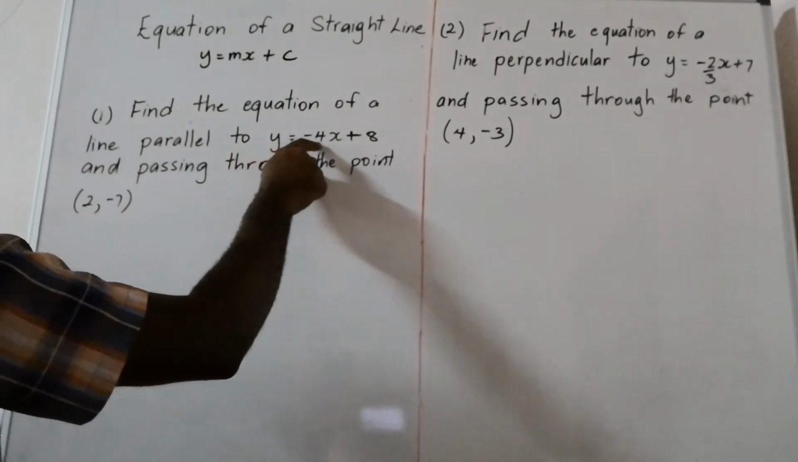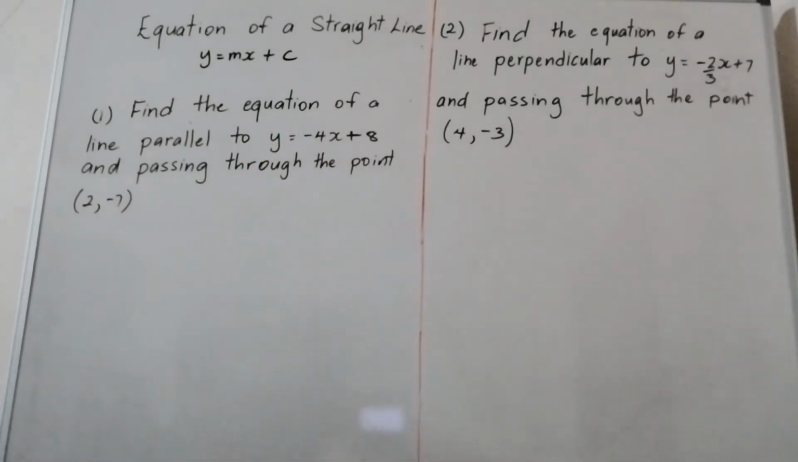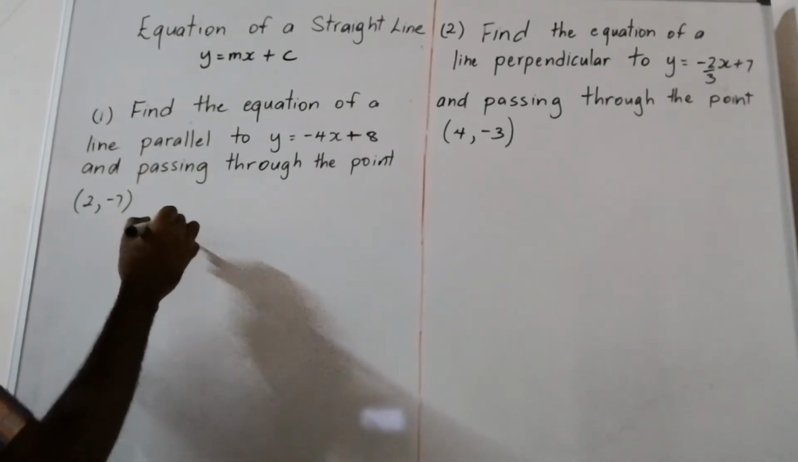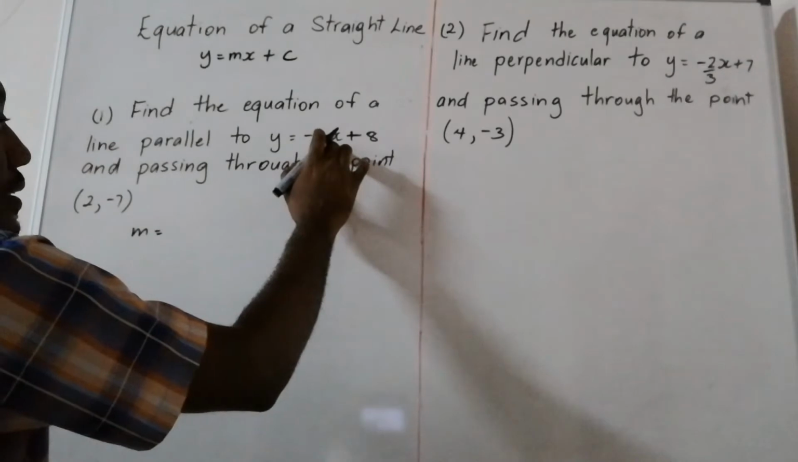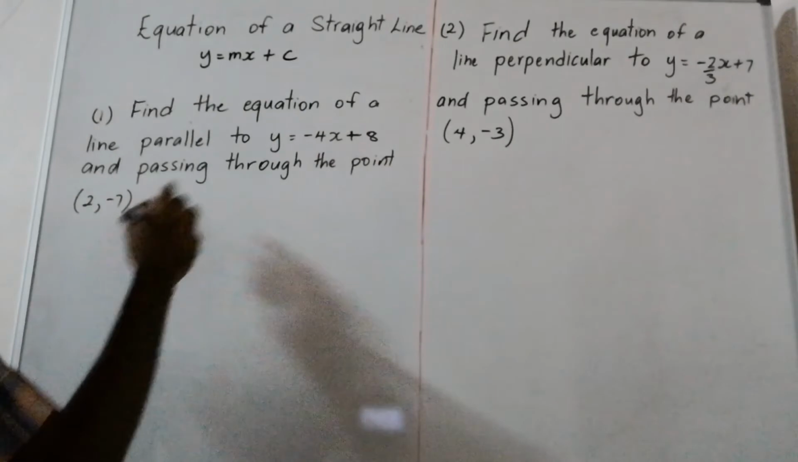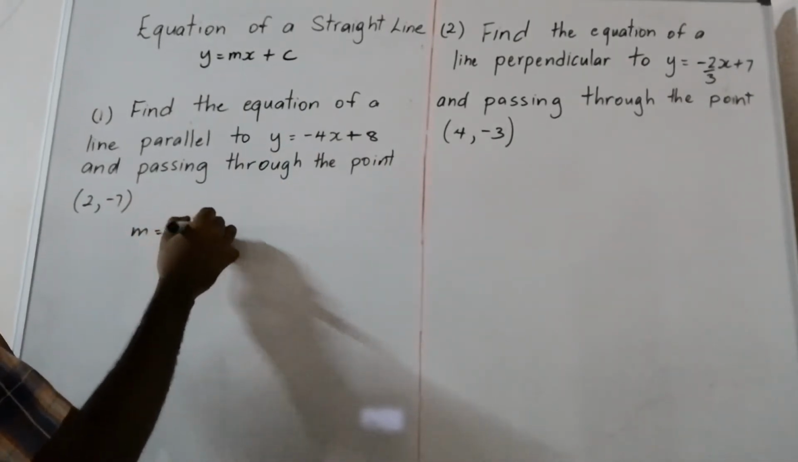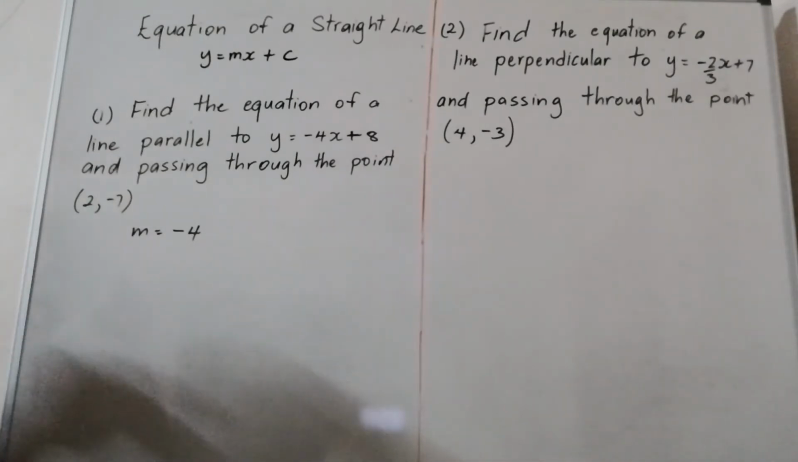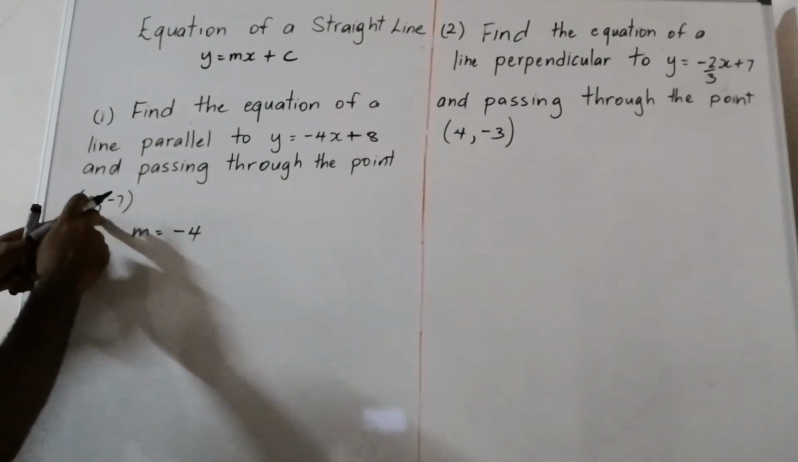So first, let us identify what is the gradient here. The gradient of that line will be m, the coefficient of x. Since y equals mx, this m represents the gradient. So the gradient of this line is negative 4. And we remember from our last class, a line parallel to it will have the same gradient. Since the gradients of the lines are the same, they are parallel to each other. All we need to do now is find the y-intercept.